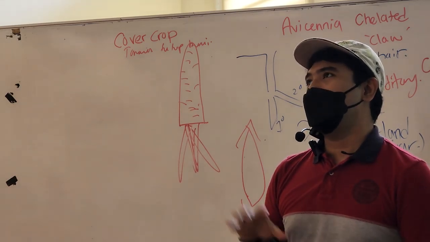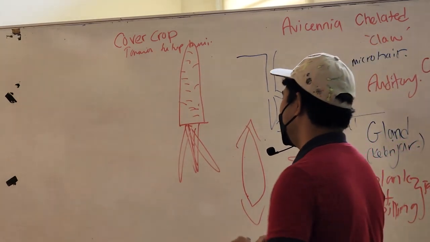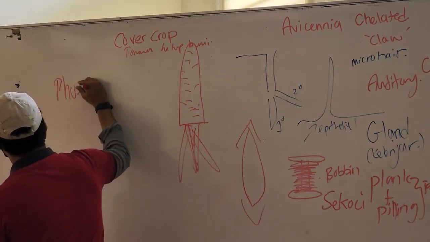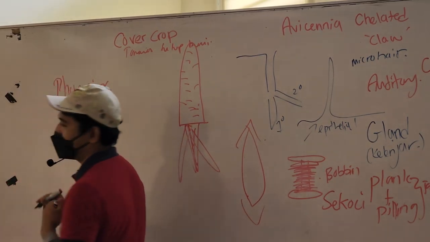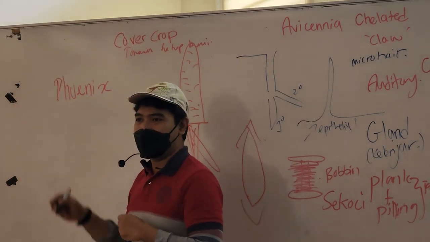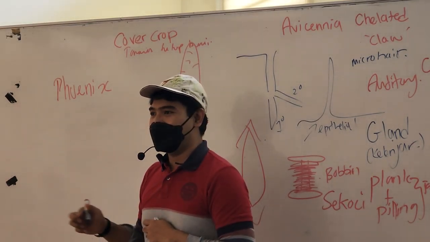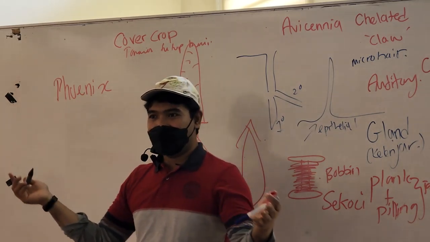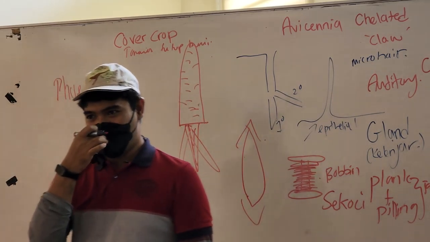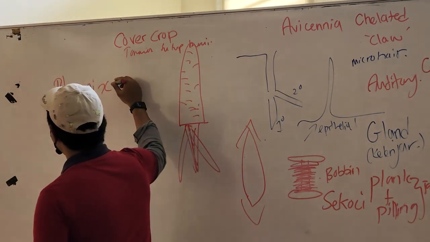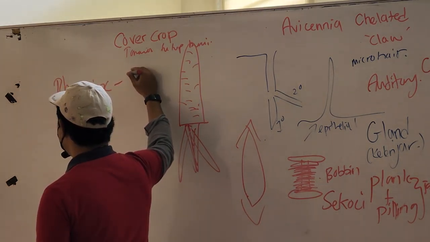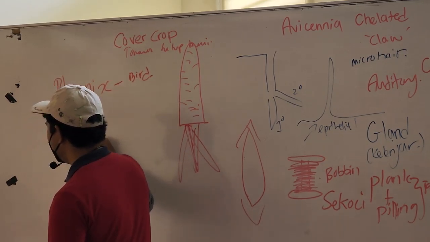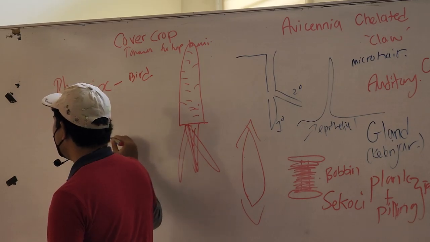There is one weird name example. Do you know this? Phoenix. What's this? Harry Potter? It's a bird. It's a mythological bird. But in your Harry Potter, this is the Harry Potter bird. But there is another kind of phoenix, which is the name of a genus. Genus of what plant?